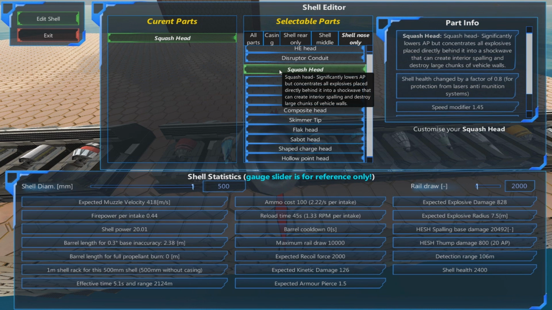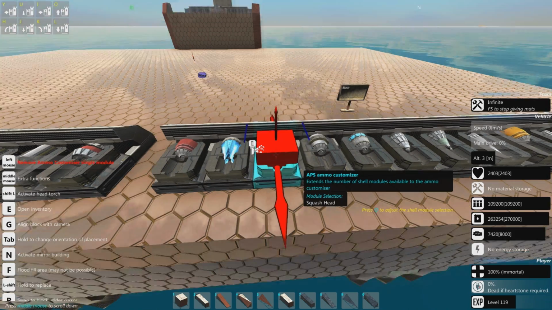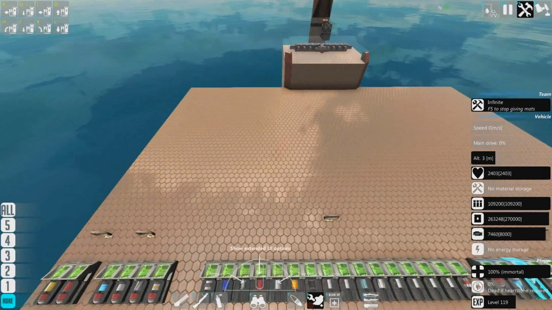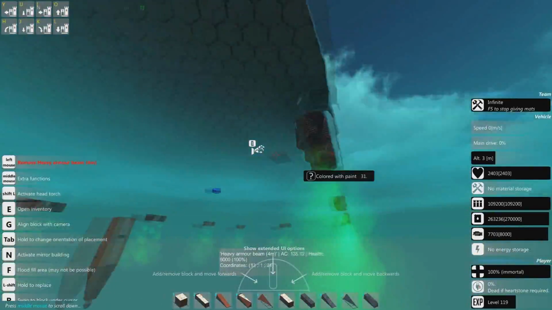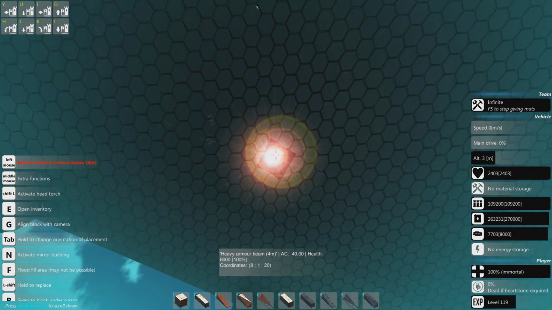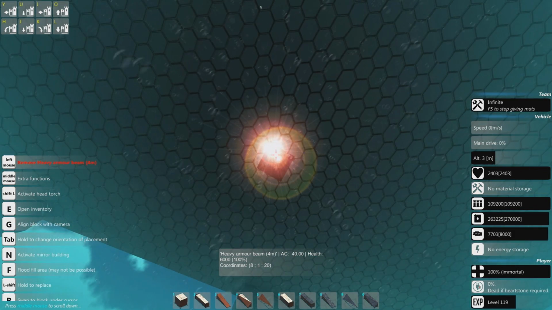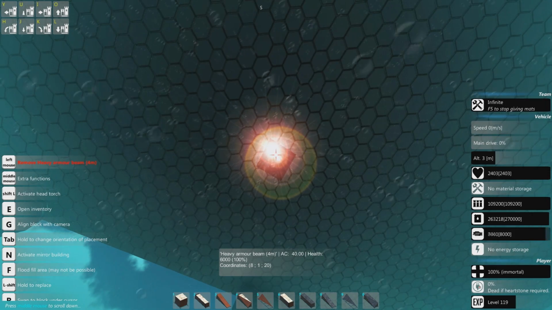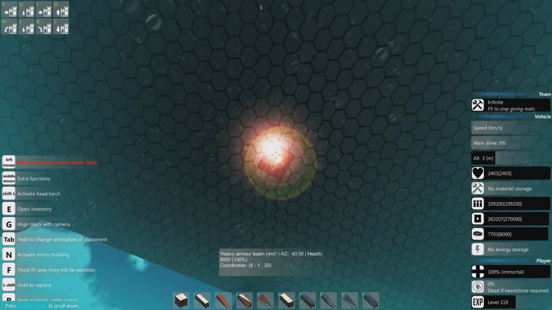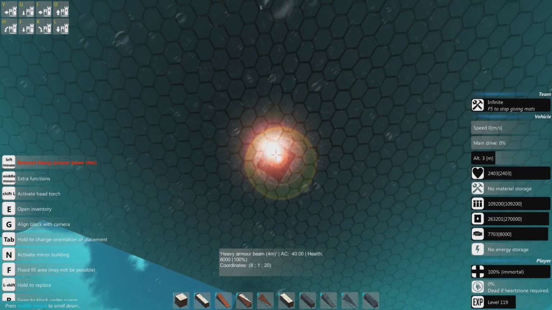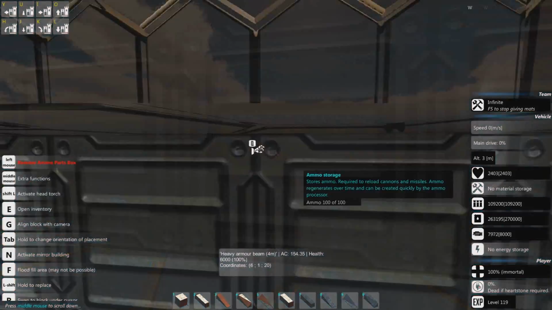And the spalling fragments are basically spawned with twice the armor penetration of whatever block they spawn from. So if we look right here at this heavy armor beam, and god, that's really terrible to look at. Okay, so hopefully you can see now. This heavy armor beam has 40 AC. So if a Hesh shell were to hit that, it would spawn with 80 AC. So it would do full damage to other heavy armor beams, which is very, very powerful.